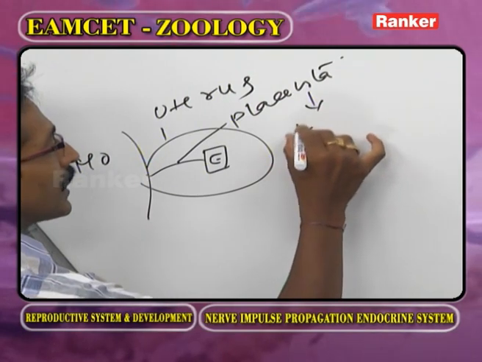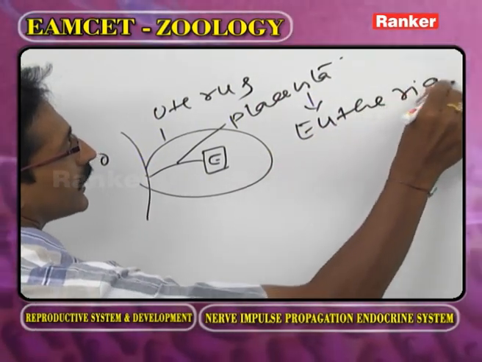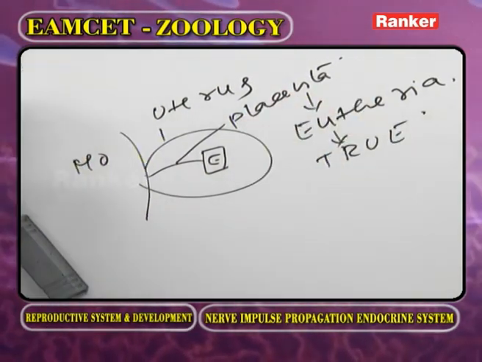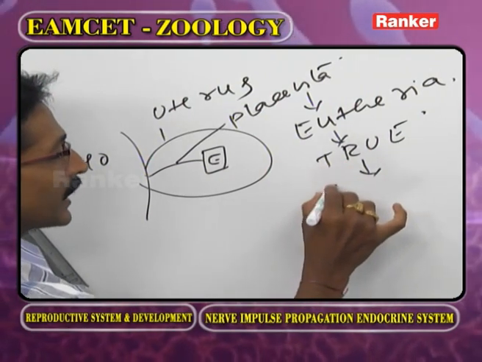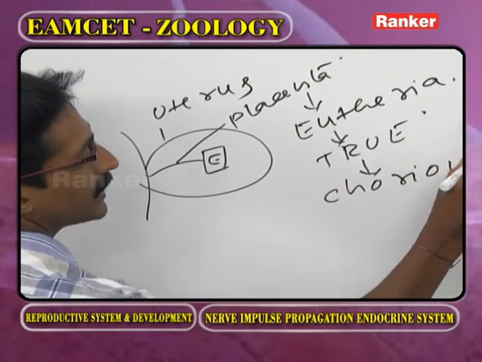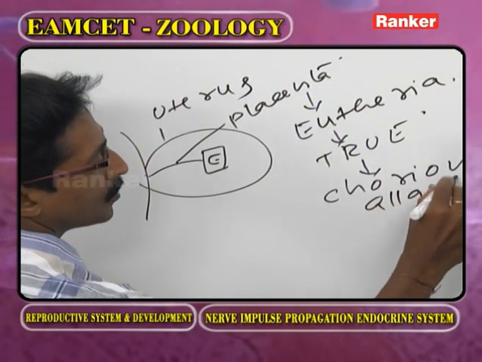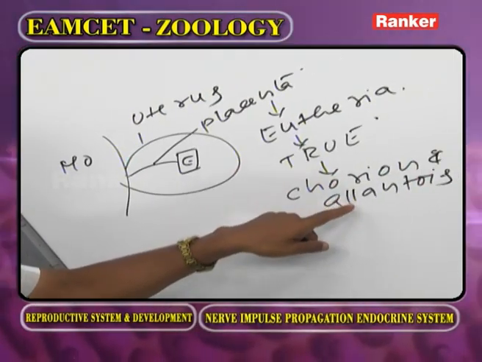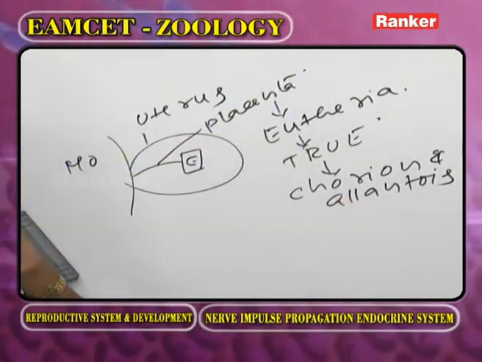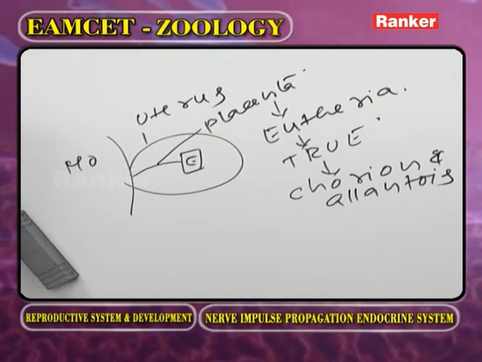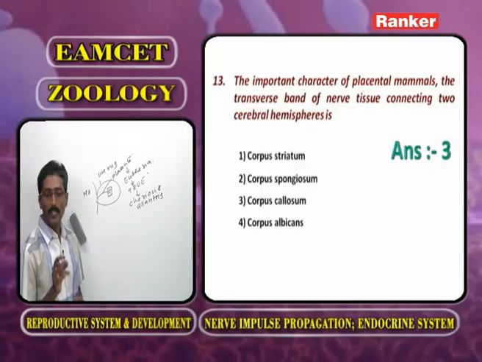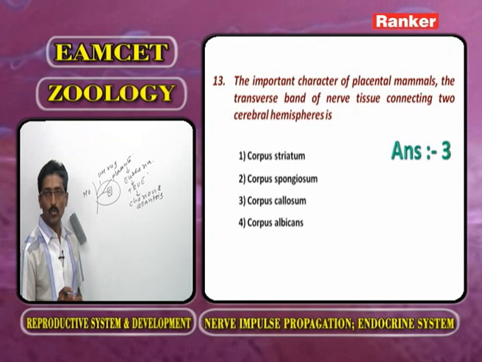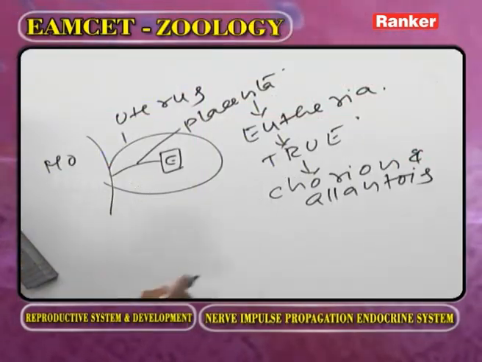Now in the case of eutheria, what type of placenta is present? True placenta. What is meant by true placenta? It is made by chorion and allantois. If the placenta is made by chorion and allantois, it is called the true placenta. Now here what they are asking? The important character of placental mammals, the transverse band of nervous tissue connecting two cerebral hemispheres.